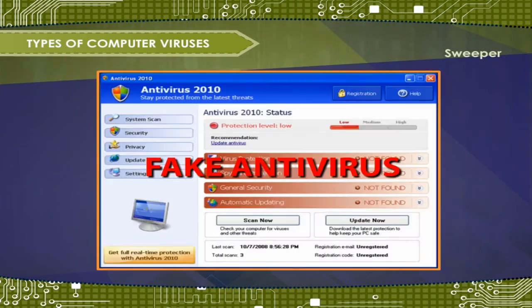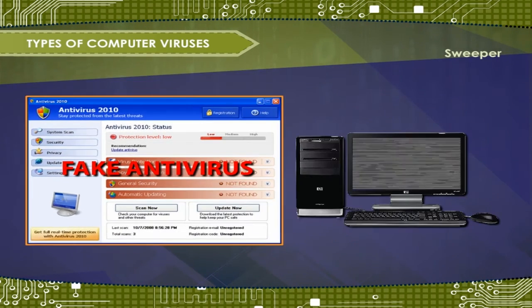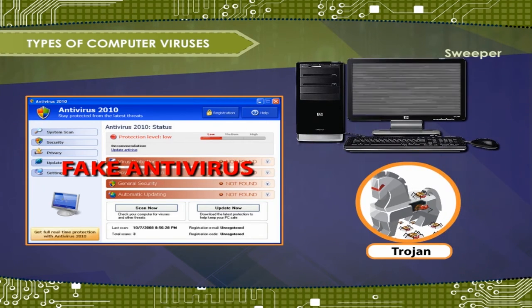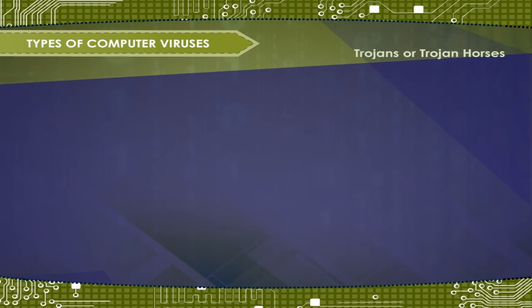Virus Sweeper. Sweeper is a fake antivirus program, also known as a rogue. Virus Sweeper typically enters a computer system in one of two possible ways. Either the computer user downloaded Virus Sweeper, thinking that it was a real antivirus program, or Virus Sweeper was installed through a Trojan. Virus Sweeper is difficult to detect and remove.